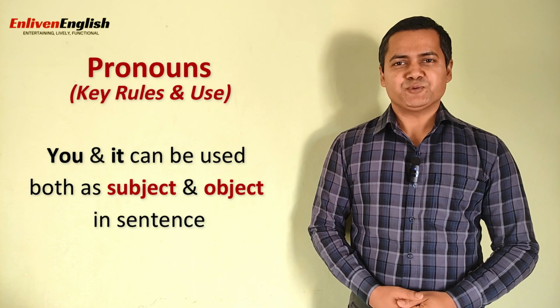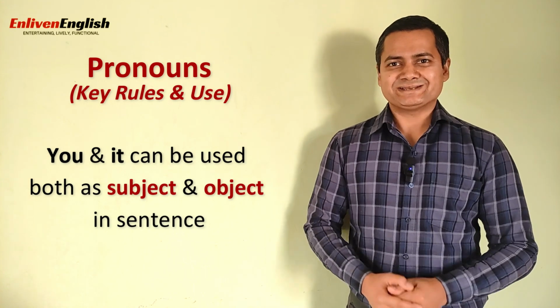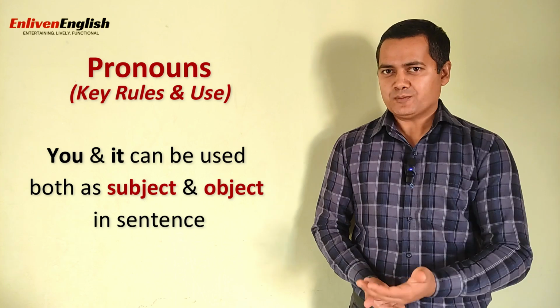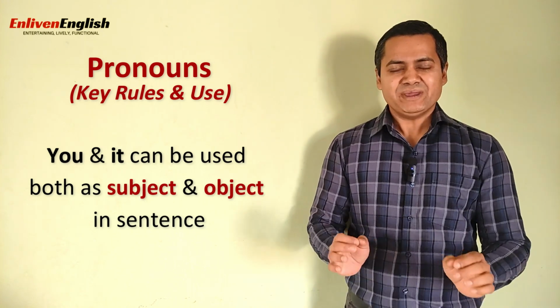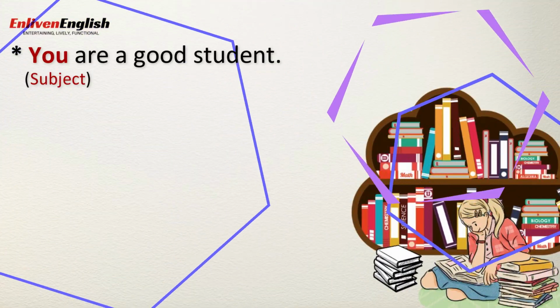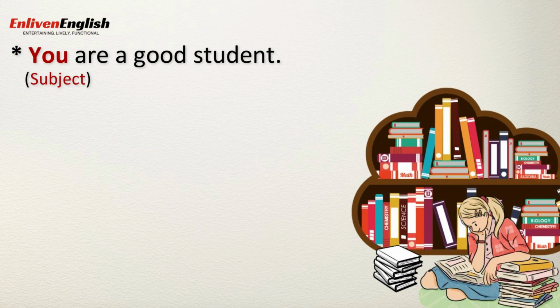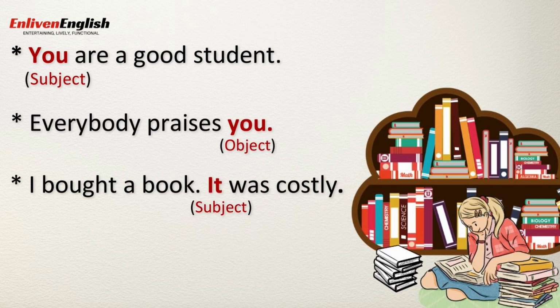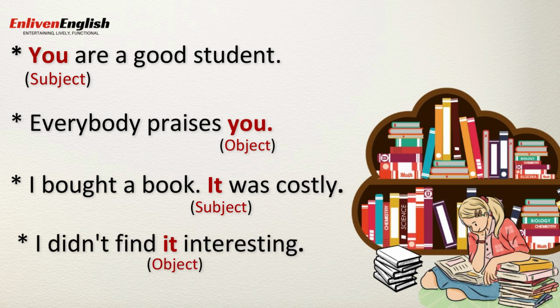Unlike other personal pronouns, you and it do not change forms when they appear as subject or object in a sentence. They remain the same. Let's see some examples. You are a good student. Everybody praises you. I bought a book. It was costly. I didn't find it interesting.